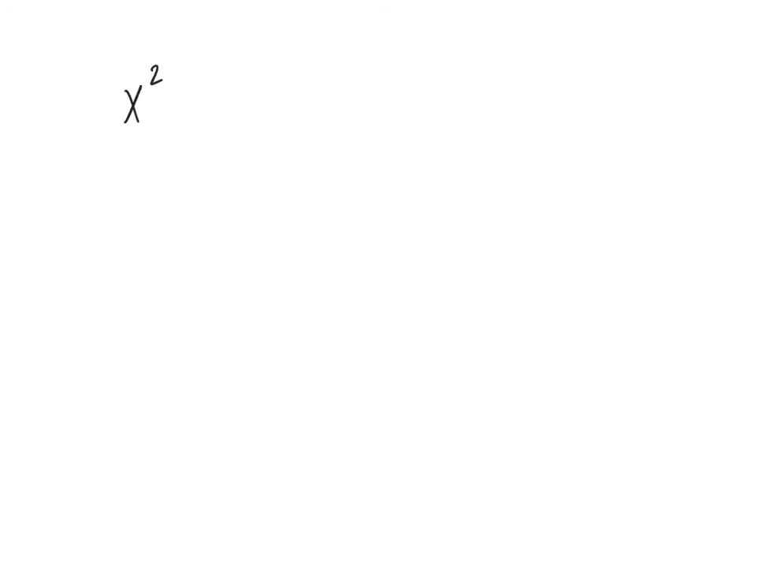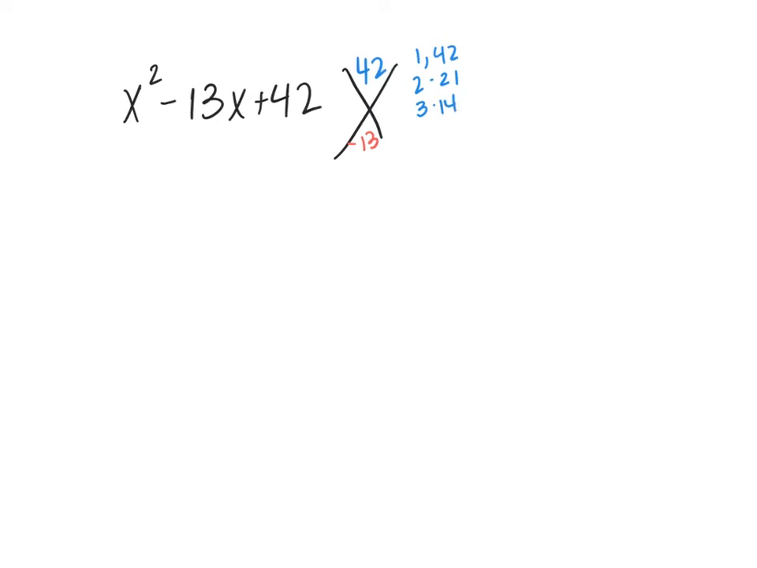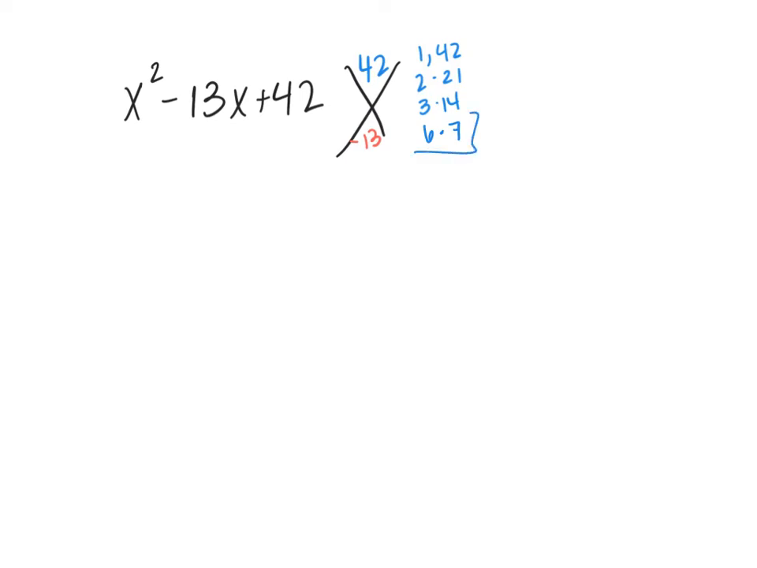What if we have something like x squared minus 13x plus 42? Again, we're looking for two numbers that multiply to 42 and add to negative 13. Think about the numbers that multiply to 42. 1 times 42 doesn't work. 2 times 21 doesn't work. 3 times 14 can't add to 13. How about 6 times 7? There we go. There are our two factors of 42 that could add to negative 13 if they are both negative: negative 6 and negative 7.